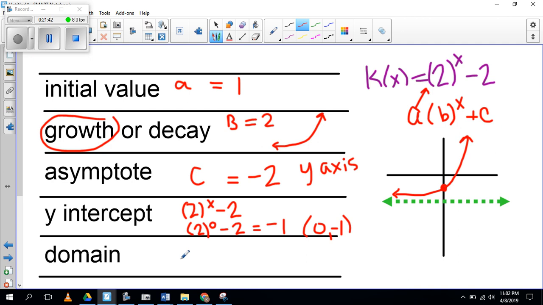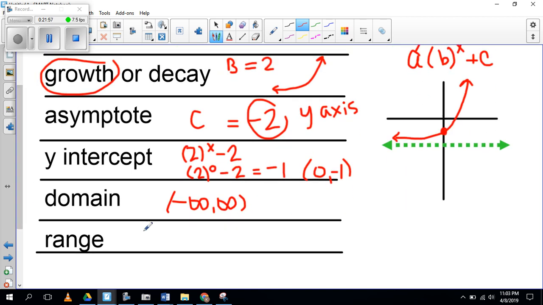Okay? Domain, all real numbers or -infinity to +infinity. And then our range is our C value. So remember, our C value was our -2. So -2 to infinity. Okay? So now you can go ahead and stop this video and try the next example that should be very similar to this. And then we're going to start a new video for the next section.